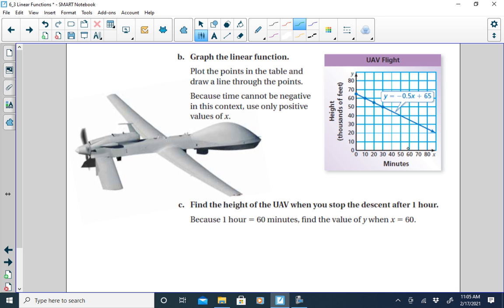Well, after 1 hour, and 1 hour is 60 minutes, we go from 60 minutes, we come up here, right? We see this point here, right? That's in between 30 and 40. So what's the height? That height in between 30 and 40, that's going to be 35,000 feet after 60 minutes. All right?